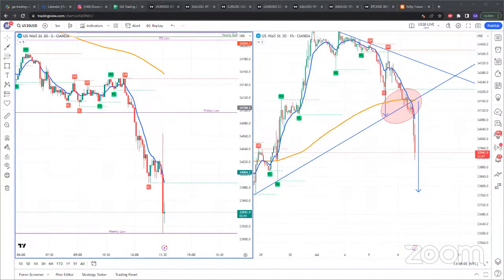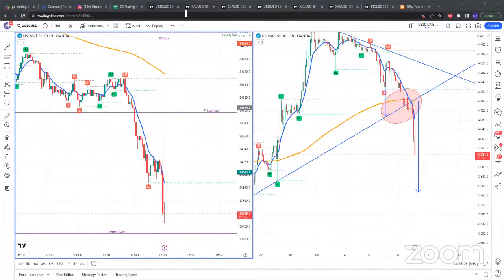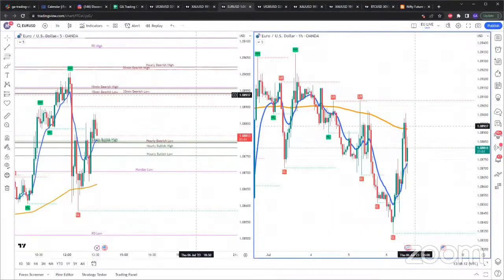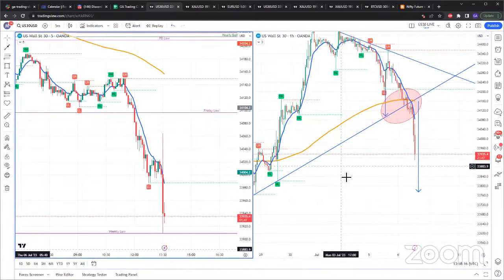All right. Good morning, guys. Today is July 6th, and as usual, we'll be going over analysis for US 30, gold, and EU. So US 30, I sent this analysis in the Discord today.